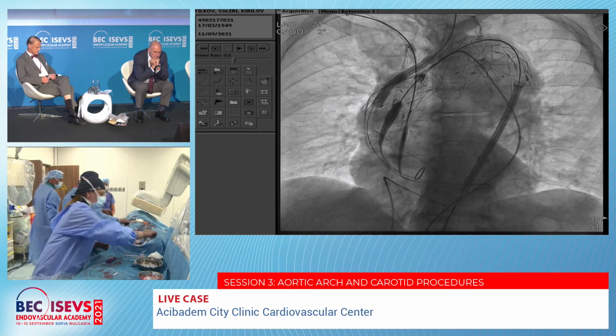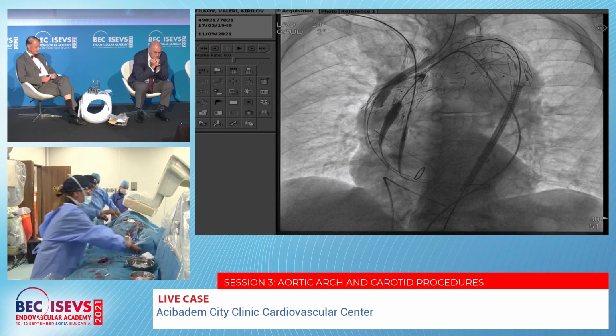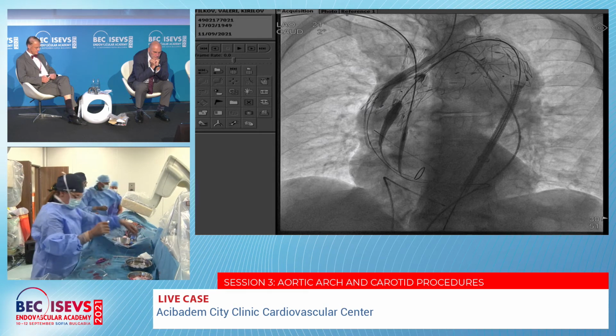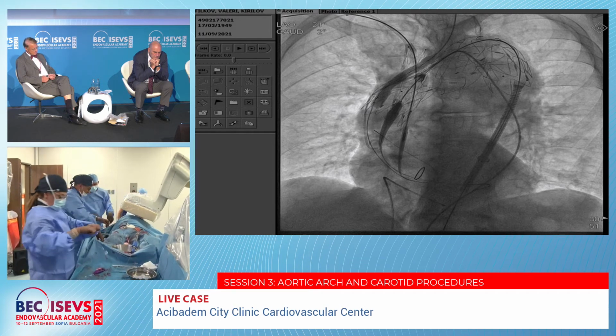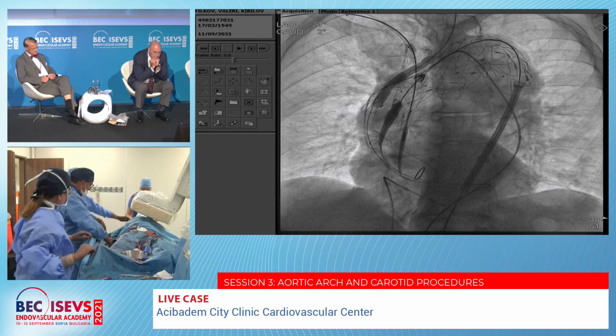Okay, good. We are going to put a 12 millimeter balloon now for the endurant graft in order to make the triple kissing.